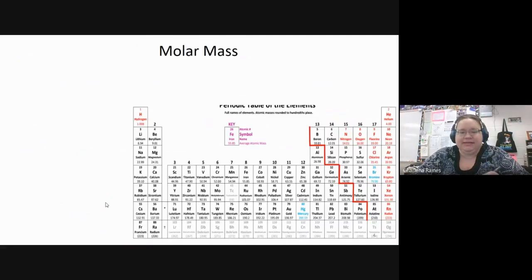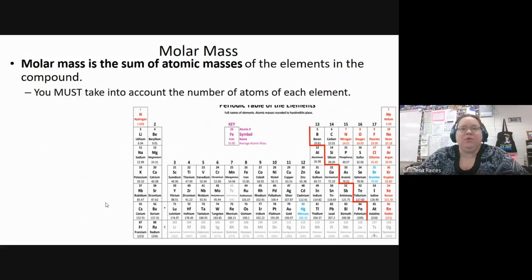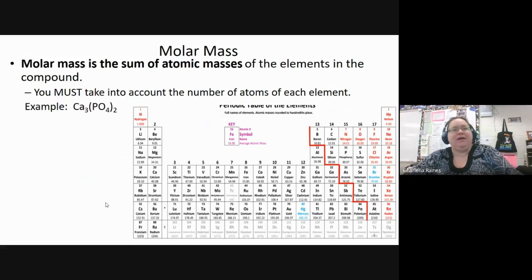Now, as I said, this lesson is about molar mass. Molar mass is the sum of atomic masses. Remember, atomic mass is the number below the symbol on the periodic table. When we're calculating the molar mass, we have to take into account the number of atoms of each element. So if I look at my example, calcium phosphate, we have a total of 3 calciums, 2 phosphoruses, and 8 oxygens.